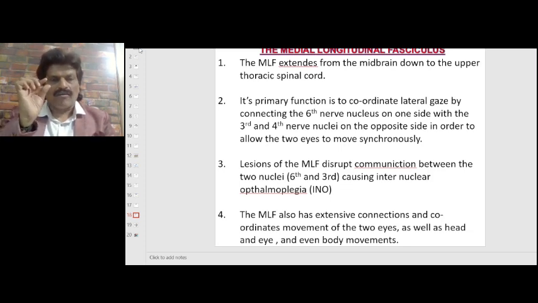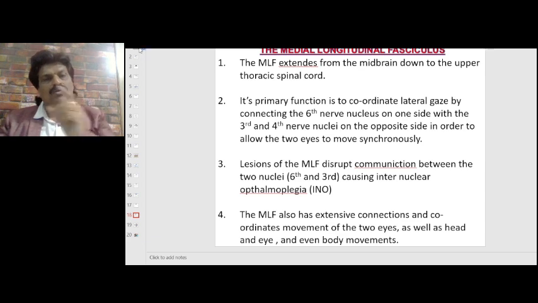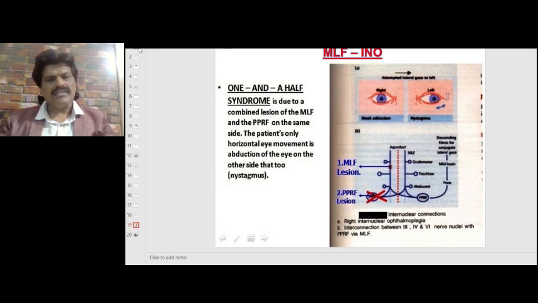So in internuclear ophthalmoplegia, when the MLF gets affected, the 3rd nerve function gets affected, the medial rectus gets affected, so they'll have difficulty in using the medial rectus. So adduction gets affected. So this is INO, the adduction gets affected. The MLF also has extensive connections and coordinates movements of the two eyes as well as the head and eye and even body movements.